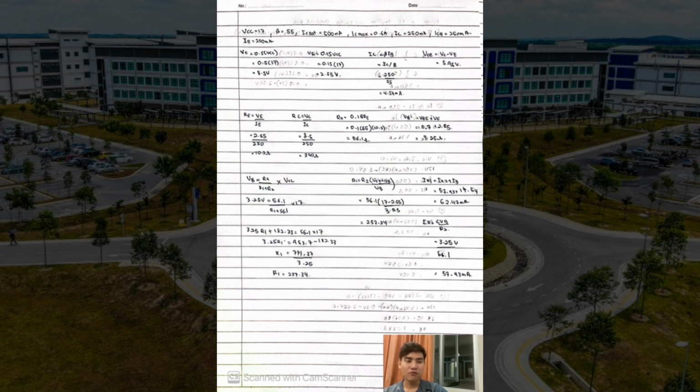So for the IR1 is equal to IR2 plus IB, and the value is 57.93 plus 4.54. So the answer is 62.47 milliampere, and IR2 is equal to VB over R2, and 3.25 over 56.1, and the answer is 57.93 milliampere. So that's the calculation for simulation 2.